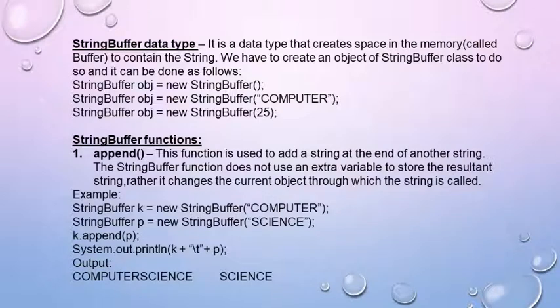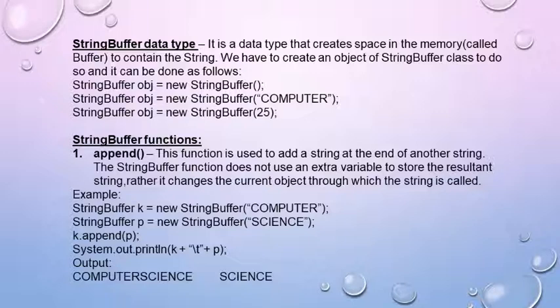Next comes the StringBuffer data type. It is a data type that creates space in the memory, which is called buffer memory, to contain the string. We have to create an object of the StringBuffer class to do so, and it can be done as follows. StringBuffer, then the object name equals new StringBuffer. The new operator is used to allocate memory.